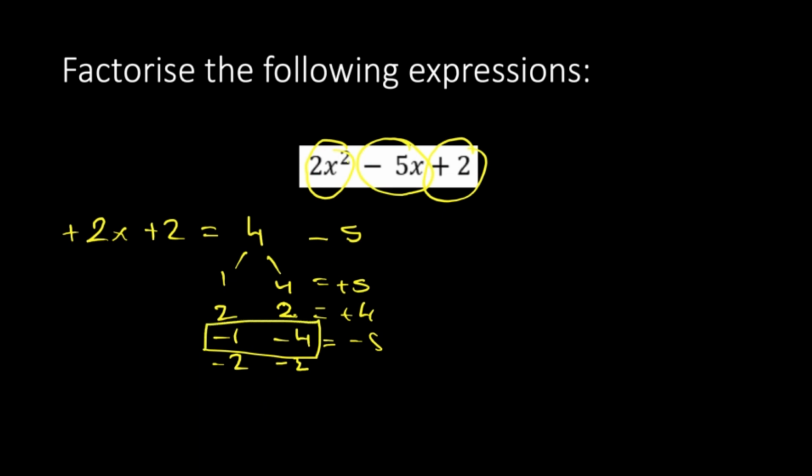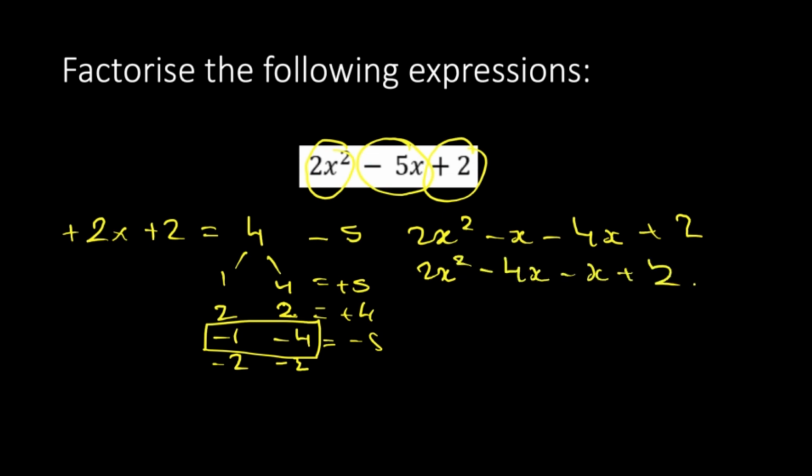So then, like last question, we split the minus 5x. So then it becomes 2x squared, using these set of numbers, minus x and minus 4x, minus 1 and minus 4. And then you add the plus 2. Now you rearrange. So 2x squared minus 4x minus x plus 2. And then you factorize each of these. Take out the common factor 2x, x minus 2. And minus x minus 2.